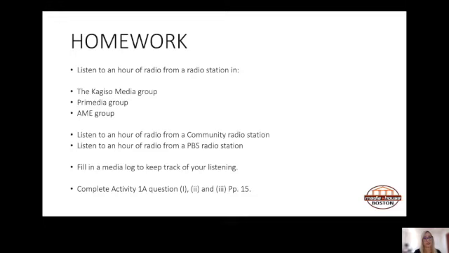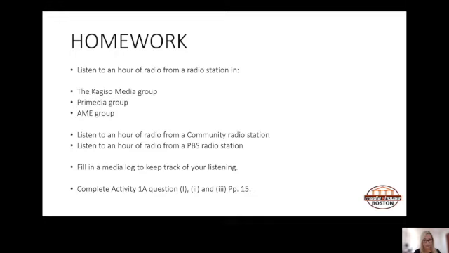I want you to listen to an hour of radio from a commercial radio station, from a community radio station, and from a PBS radio station. Okay. So the commercial radio station needs to form part of either Kagiso Media, Prime Media, or AME, and then any community and any PBS station. Fill in a media log to keep track of your listening. So I want you to track what you've listened to, okay, and actively participate. Don't just passively listen to it.